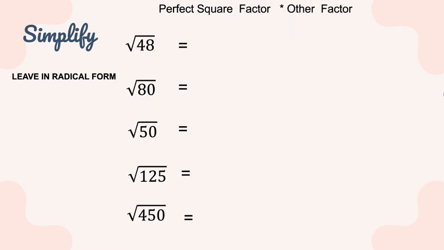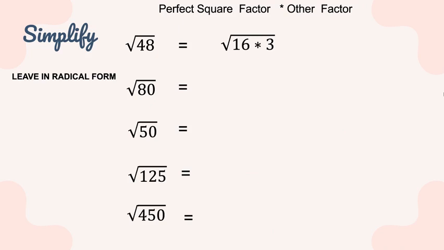Okay, trying it again. I would recommend pausing the video and seeing what you could do here as we go down the list. Okay, 48. The largest perfect square that goes into 48 is 16. Again, knowledge of your multiplication facts makes this so much easier. If you are not good with your multiplication facts, I highly recommend you go home and practice them.